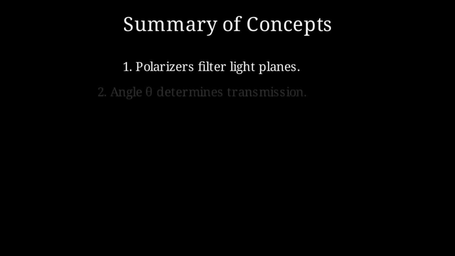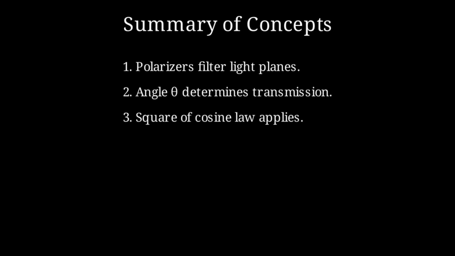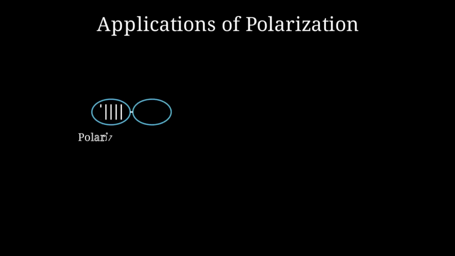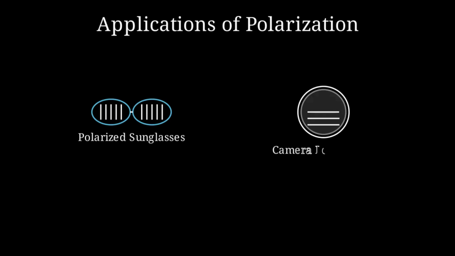In summary, Malus's law allows us to precisely calculate the reduction in light intensity based on the relative orientation of two polarizing filters. This principle is used daily in polarized sunglasses to reduce glare and in photography to control reflections.